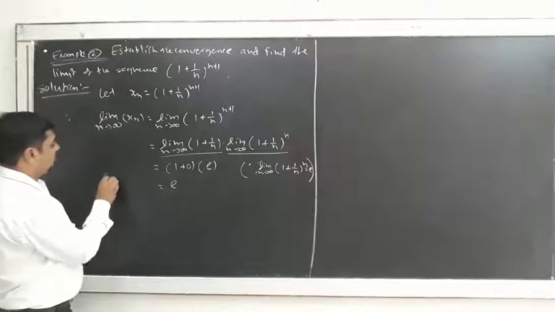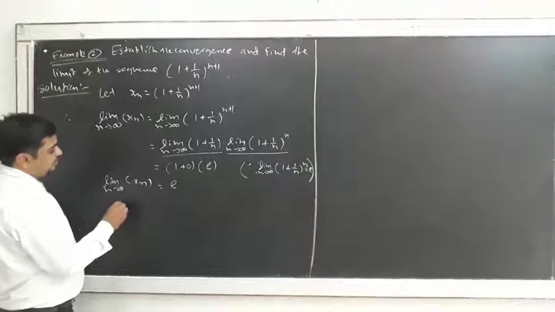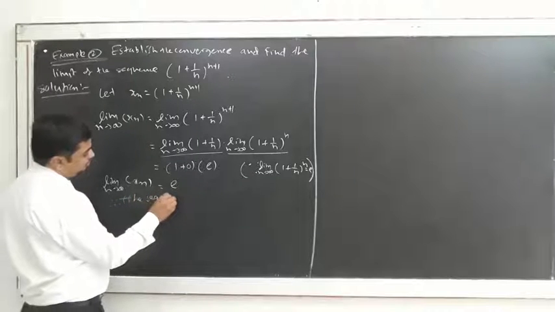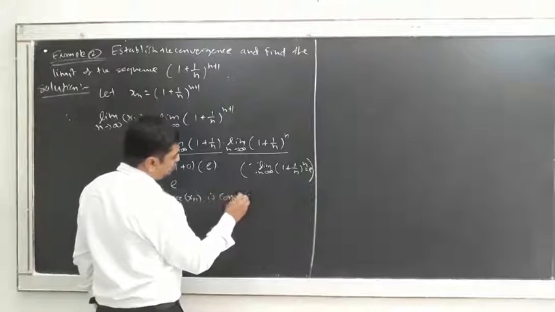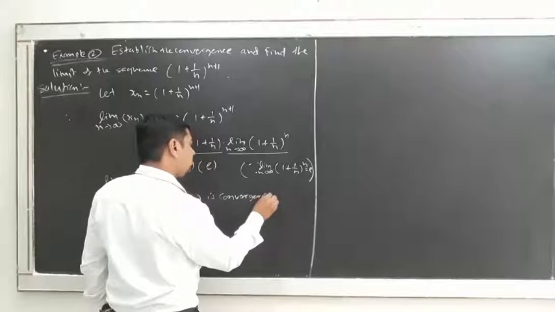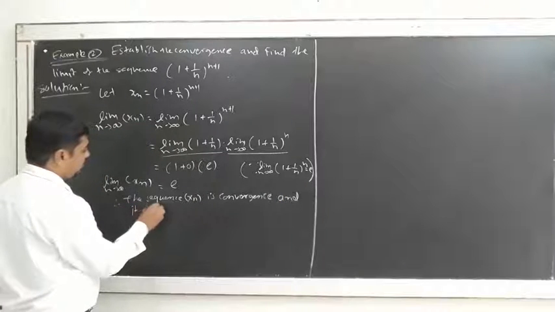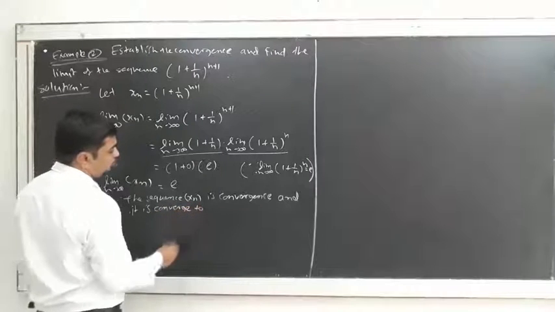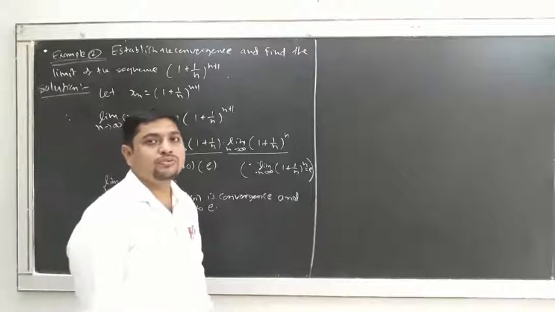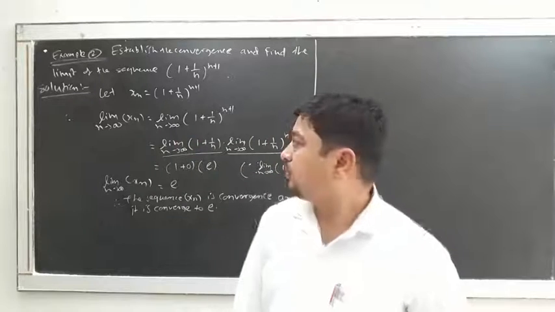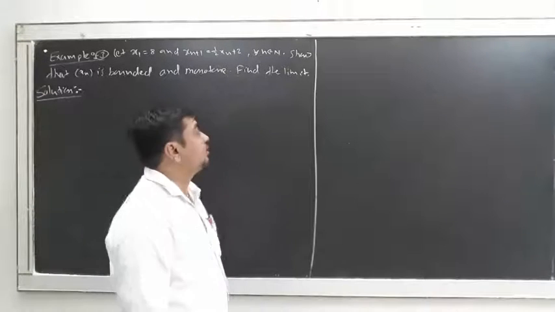Therefore the limit as n tends to infinity of xn is equal to e. Therefore we can say that the sequence xn is convergent and it converges to e. Therefore it converges in this example with no need to use the monotone convergence theorem. Okay. In a similar way, we will solve one more example. Now we prove the next example.